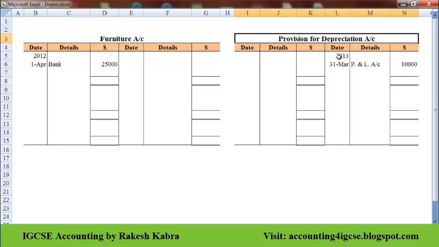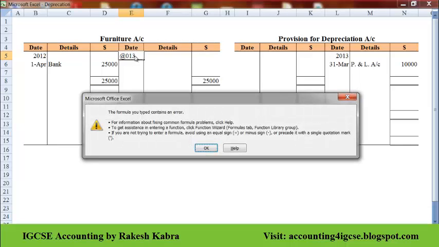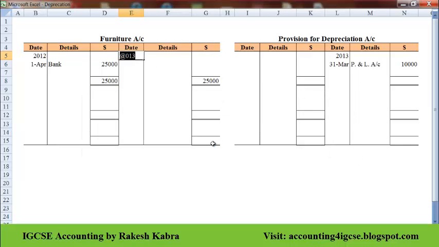Okay. Now after making the posting, I will compute the balance of both accounts. See, furniture account will show which balance? Debit balance, because the total of debit is more. Agree? On the last date, 2013 March 31st, the year is over now. On March 31st, I will compute the balance. Balance carried down, same amount.